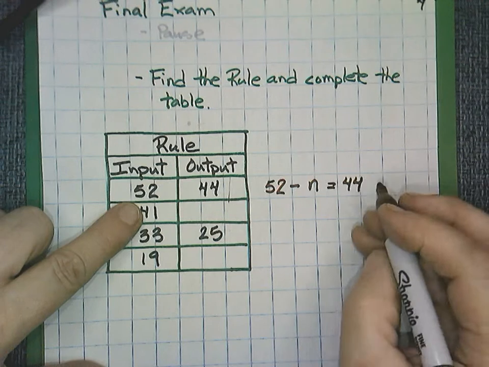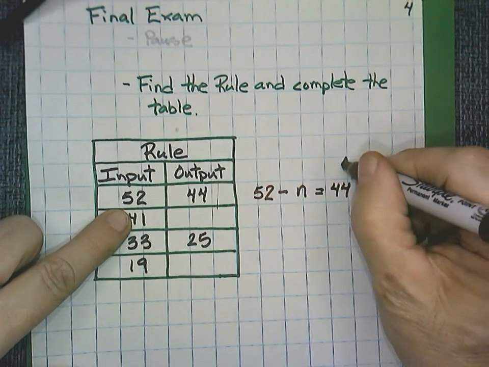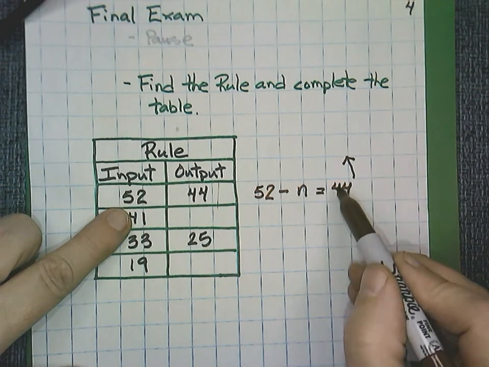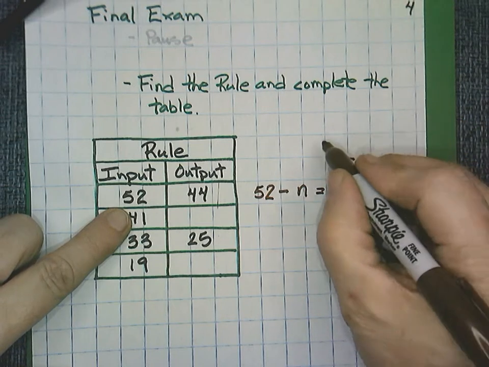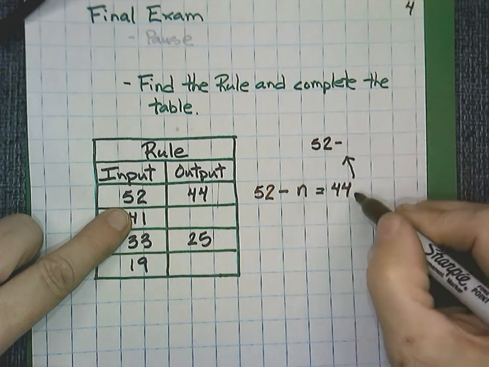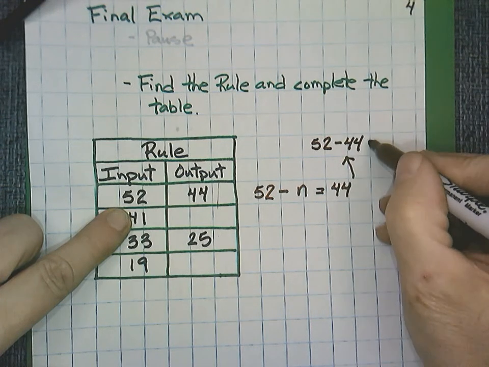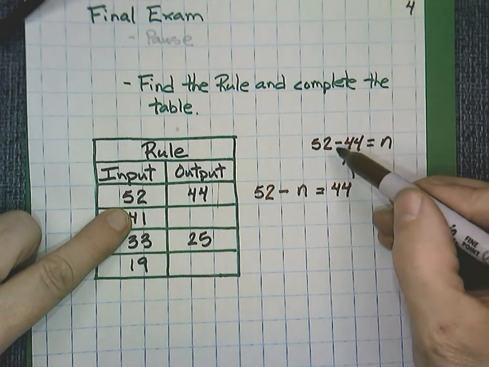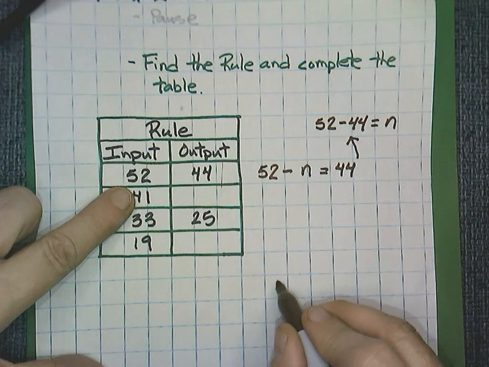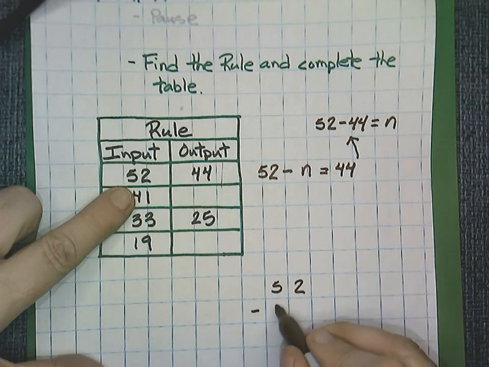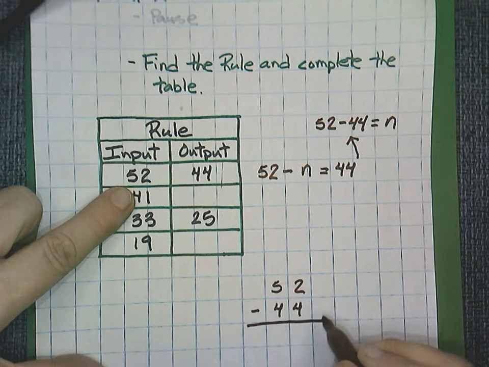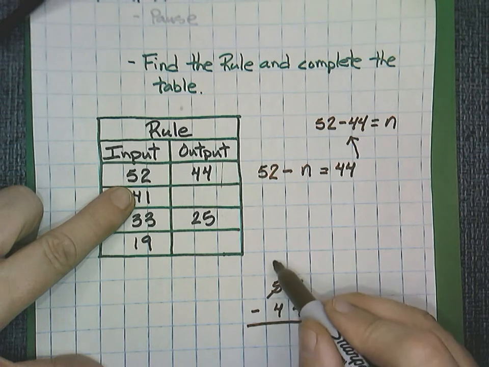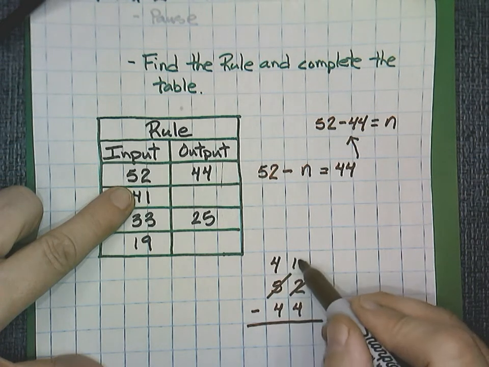I'm running out of room here, so let's see if I can use this space up here. Because of fact families, I can switch the n and 44. So I'm going to say 52 minus 44 is equal to n, and I just want to solve for n. I think I will show this step down here. 52 minus 44. 2 ones is not enough to take away 4, so I'm going to regroup. That's going to be 4 tens, and this will make 12.